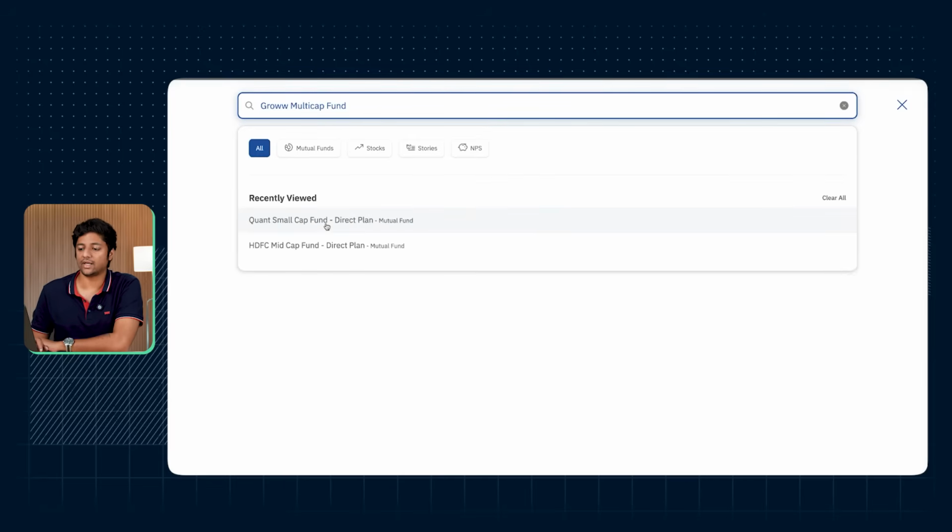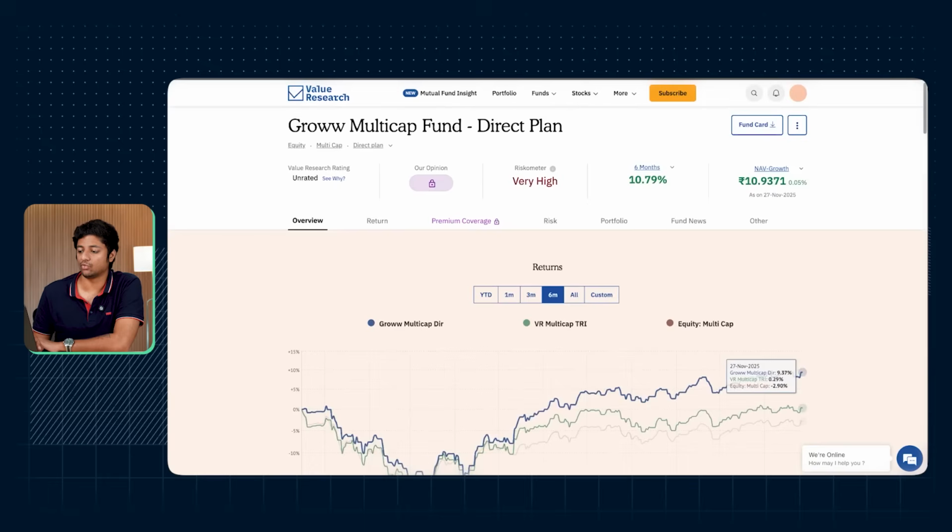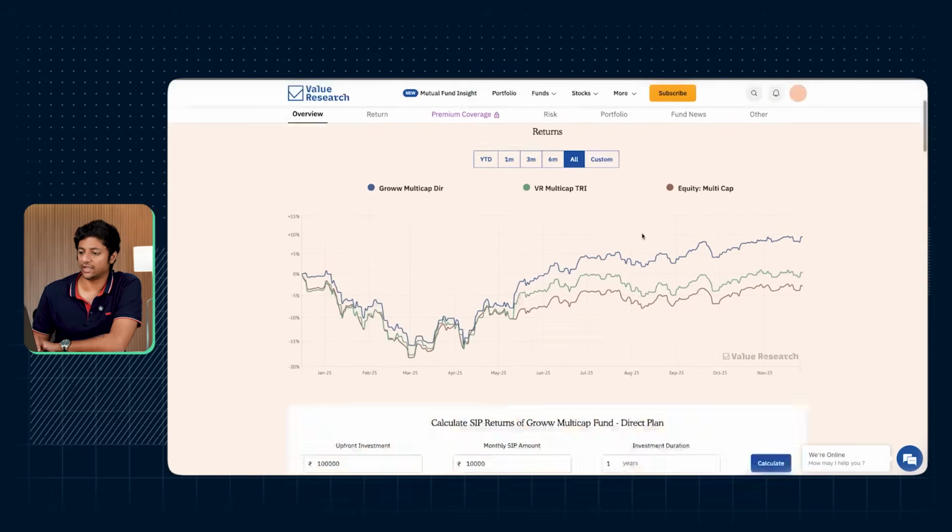The second one we look at now is the Groww Multicap Fund. Let's see the data for this company right now. So the Groww Multicap Fund, as we saw, had given around 9.99% return compared to equity multicap of -2.9. This is a fairly new fund, right? It does not have a very big history. It has grown the NAV from 10 to 10.93 right now. 6-month return is 10.79, which is very impressive.